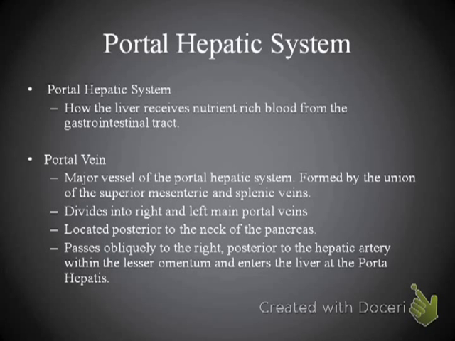Another thing that we have to keep in mind about the liver is the portal hepatic system. The portal hepatic system is how the liver receives nutrient-rich blood from the gastrointestinal tract. And the portal vein is the major vessel of the portal hepatic system. It's formed by the union of the superior mesenteric and splenic veins, divides into right and left main portal veins, and is located posterior to the neck of the pancreas. It passes obliquely to the right, posterior to the hepatic artery within the lesser omentum, and enters the liver at the porta hepatis.